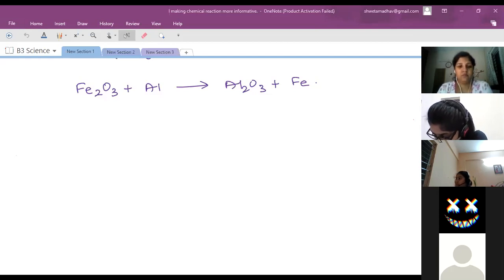I had another doubt. Suppose before the oxidized compound there is a number, should we write the oxidized compound along with the number? No, only the name of the compound you have to write, not the formula. You are not supposed to write the formula of the compound. You have to write the name of the compound. Okay.